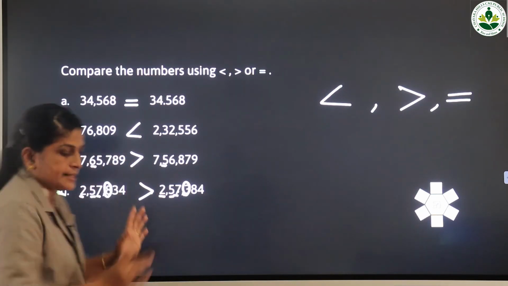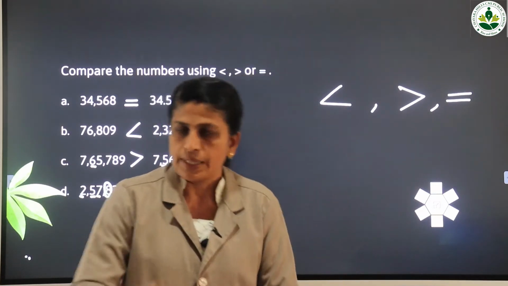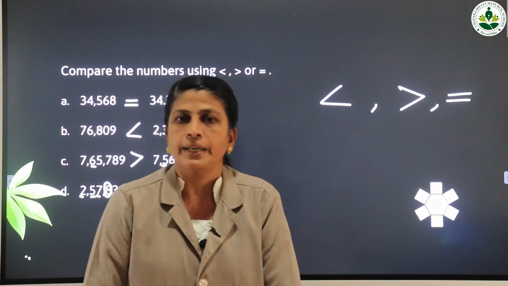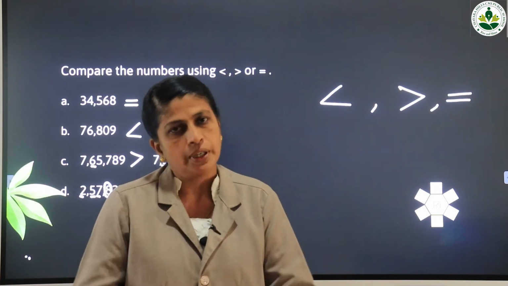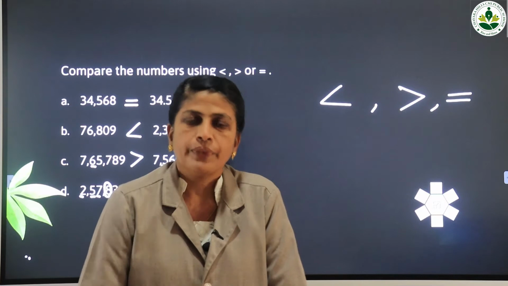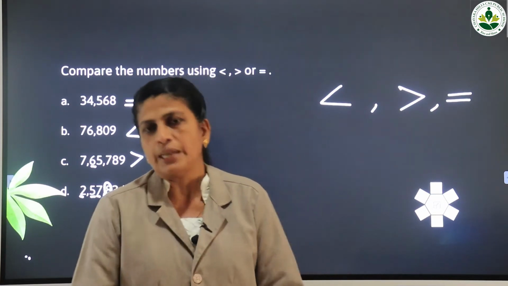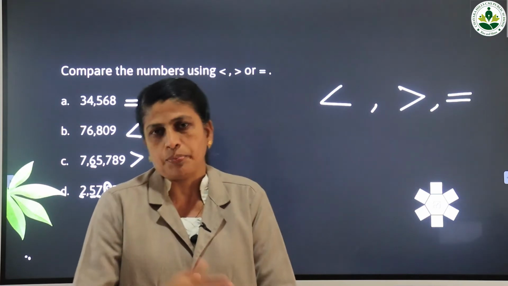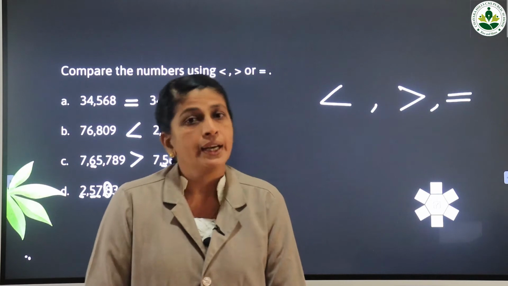Okay. Do you understand? Then to compare numbers, what should we do? First count the number of digits in each of the given numbers. Then if the number of digits is the same, compare the digits from the leftmost place. Start from the leftmost place and go to the right until you get different digits.